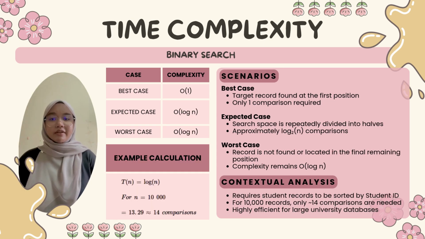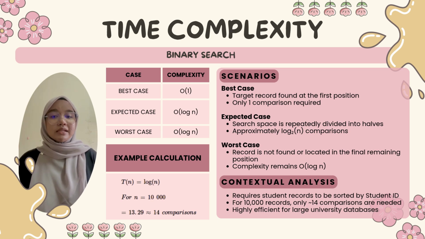Next, we have binary search. The strict requirement here is that our student records must be sorted by student ID. If they are, this algorithm becomes incredibly powerful by repeatedly dividing the search space in half. While the best case remains a single comparison, O(1), if we hit the midpoint immediately, the expected and worst case drop dramatically to logarithmic time, O(log n).